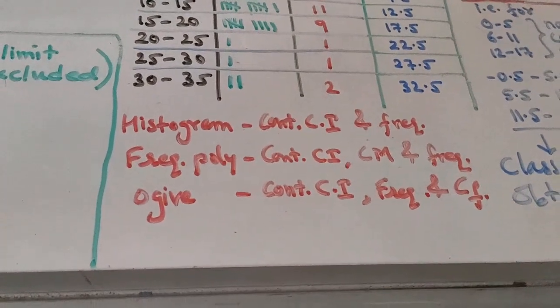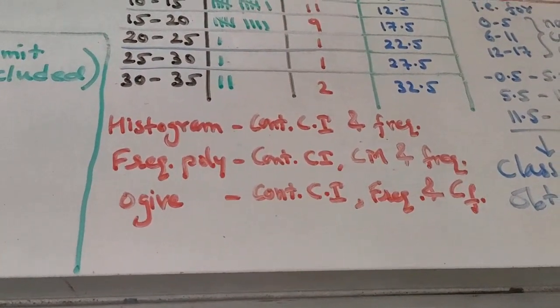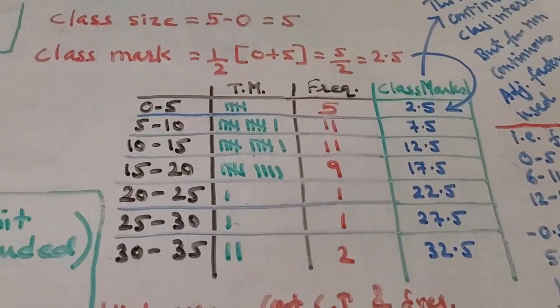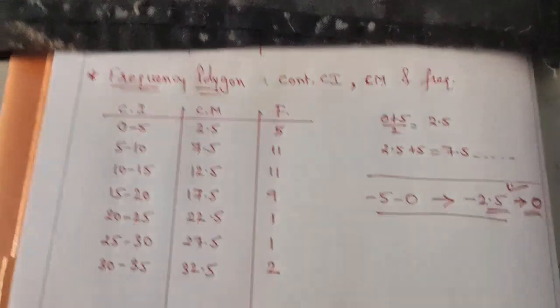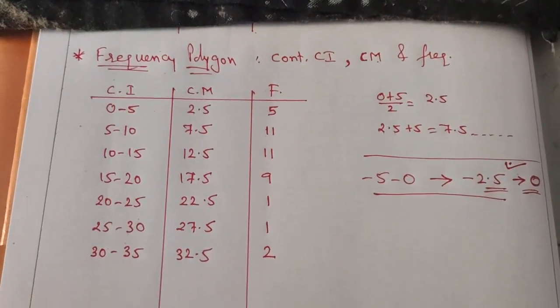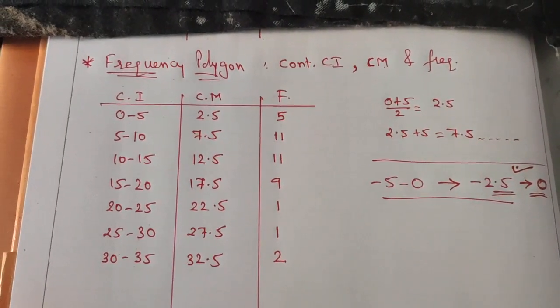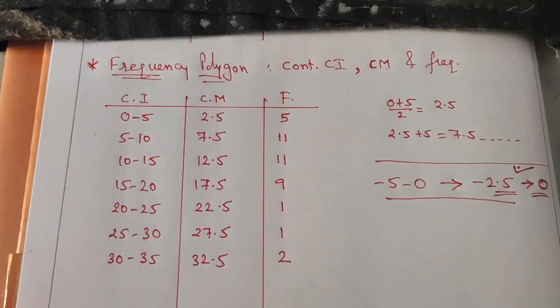So let us come to frequency polygon. Frequency polygon requires continuous interval, class marks and frequency. So here all the data are there. I am going to copy the same thing in the paper or in the book. So for frequency polygon we require continuous interval, class marks and frequency.